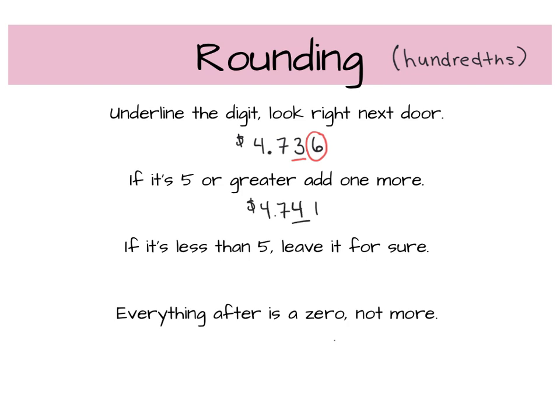74. Okay, and we know it wasn't less than 5. So then everything after our place value will become a 0. Decimal 740, which we can also write as 4.74. And remember, when we go into a store, it's only ever 2 decimal places.